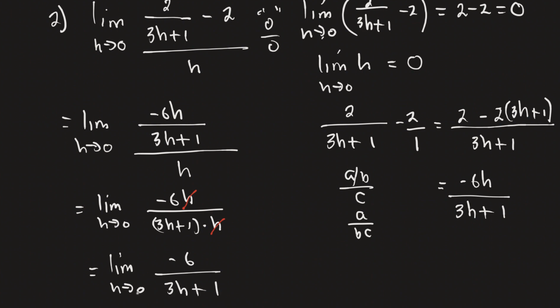And now let's try to evaluate. Well, the top is a constant. And the bottom, plug 0 in for h, you'll have 3 times 0 plus 1, so you end up having negative 6 over 3, which is equal to negative 2, right? So that is the limit of our somewhat complicated looking function.